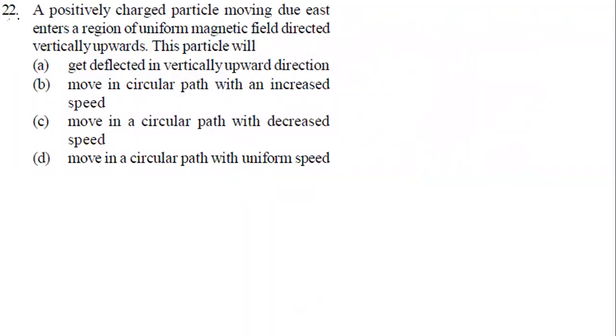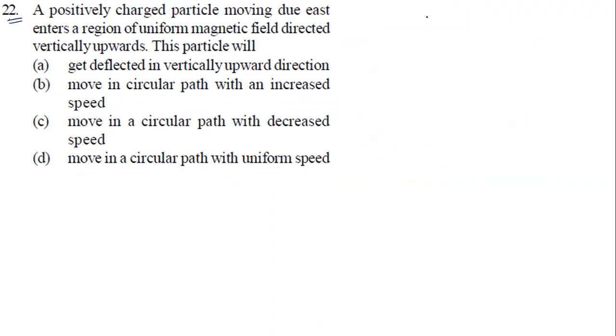So look at question number 22. What does question number 22 ask us? A positively charged particle moving due east enters a region of uniform magnetic field directed vertically upward.